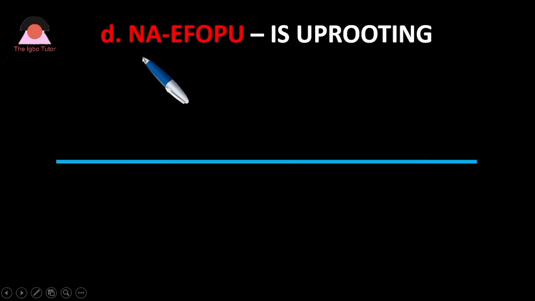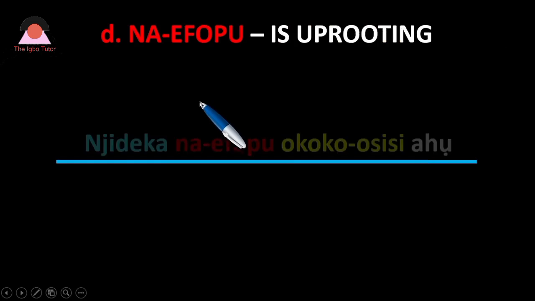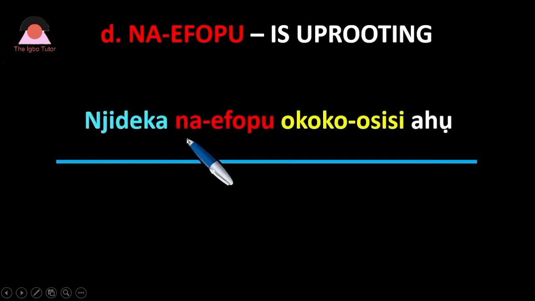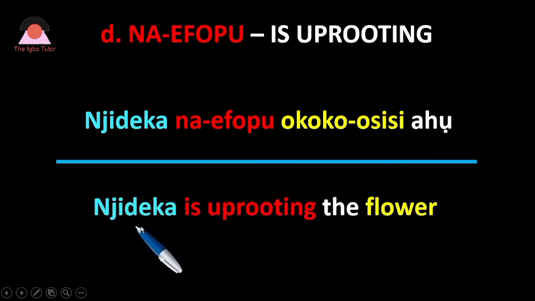We move to na efopu, is uprooting, present continuous. A sentence now: Njideka na-efopụ okooko osisi ahụ. Njideka is somebody's name. You wonder what is okooko osisi? Let's go to the interpretation. Njideka is uprooting the flower. From the color, you can see that flower means okooko osisi in the Igbo language. Njideka na-efopụ okooko osisi ahụ.